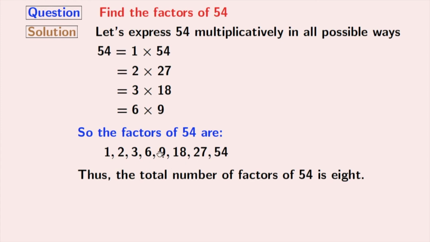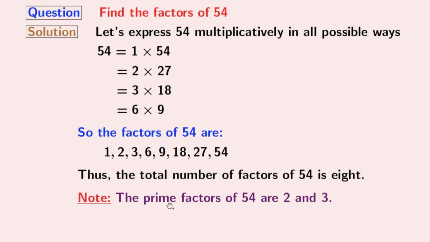Now if we look at these factors, we can see that 2 and 3 among these numbers are prime numbers, because these two numbers do not have any divisor other than 1 and that number itself. So we can say that the prime factors of 54 are 2 and 3.